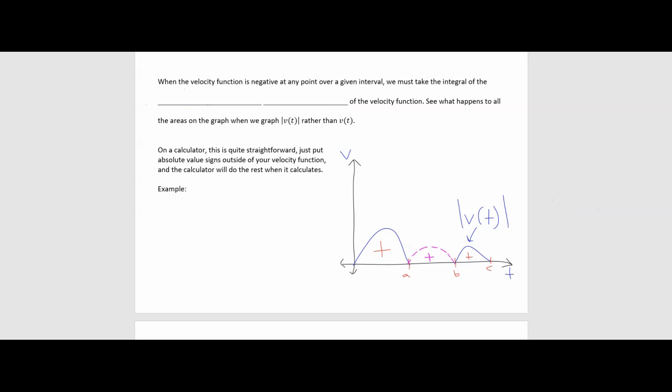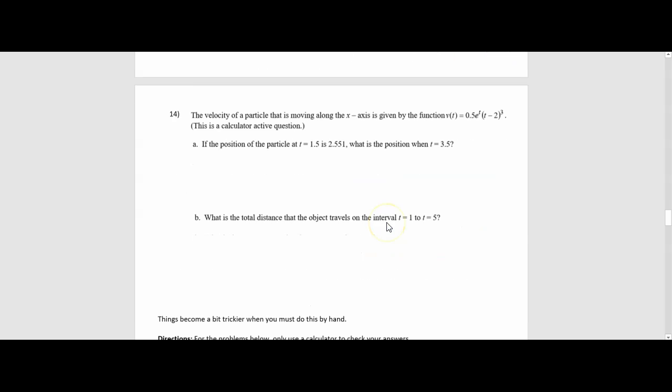And finally, we are ready for that. We're going to do number 15. So this would be a non-calculator question. So just keep that in mind. We should be able to do the whole thing, no calculator.